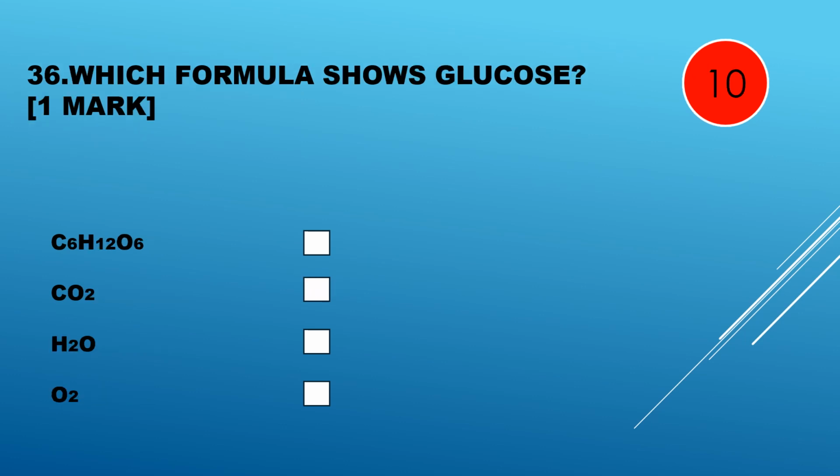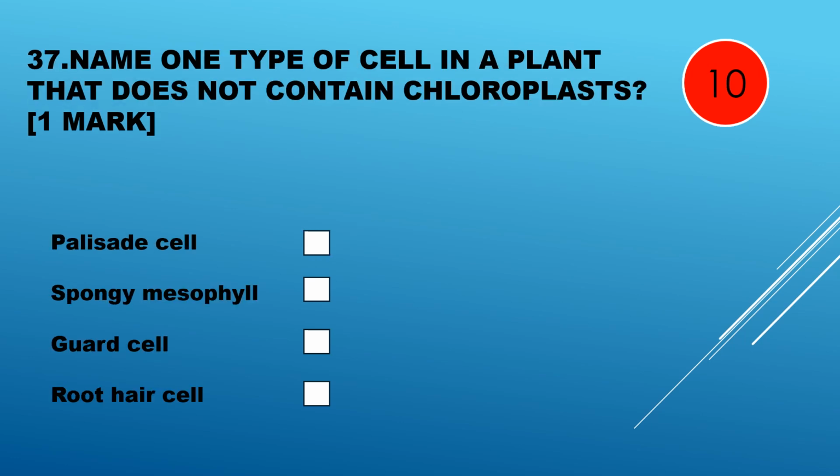Question 36. Which formula shows glucose? It's C6H12O6. 37. Name one type of cell in a plant that does not contain chloroplasts. Is it palisade cell, spongy mesophyll, guard cell or root hair cell? It's the root hair cells that don't contain chloroplasts because they're underground, therefore receive no light, therefore no photosynthesis.